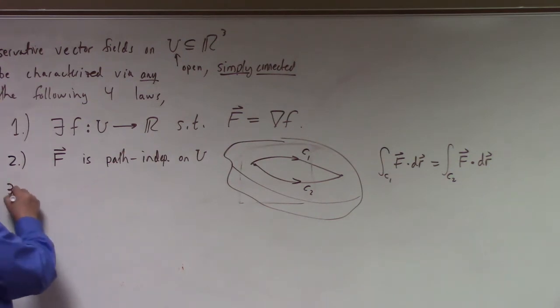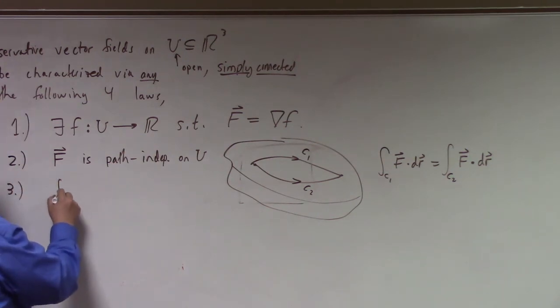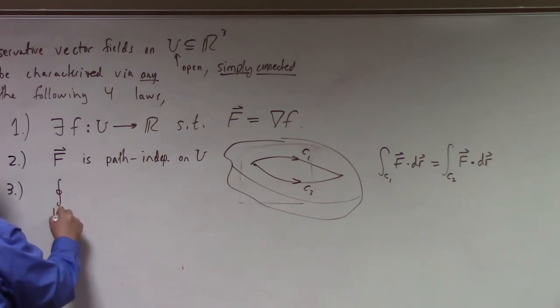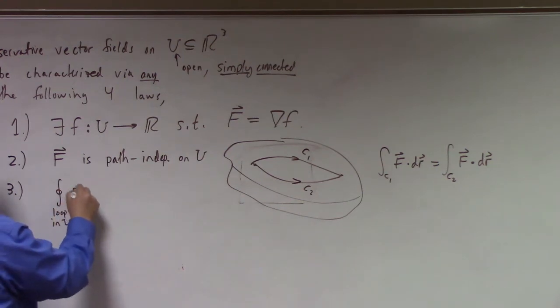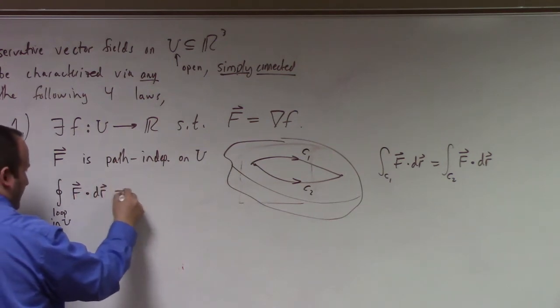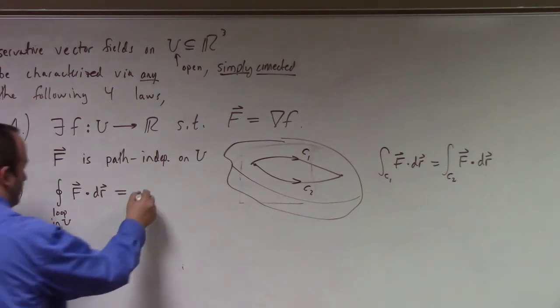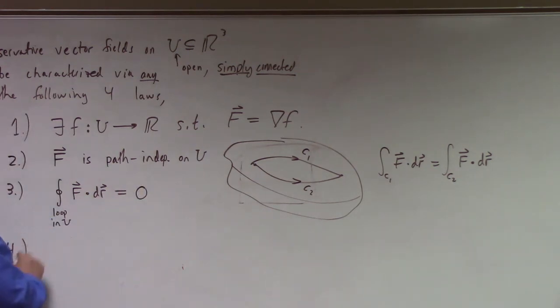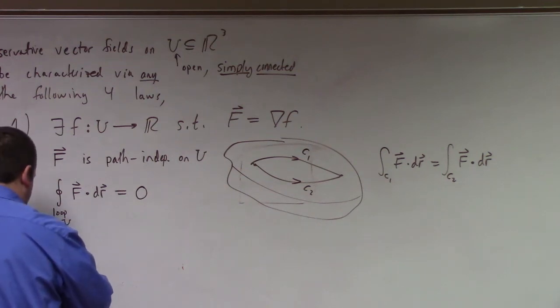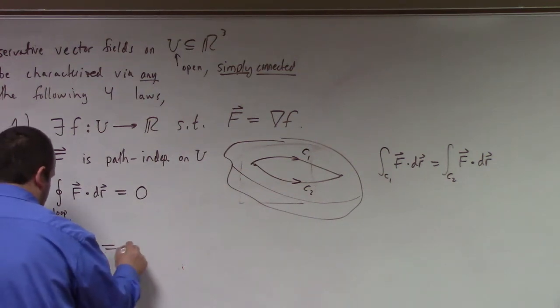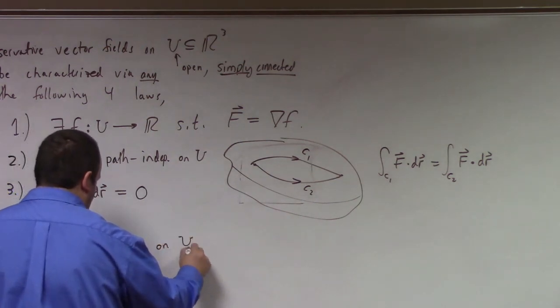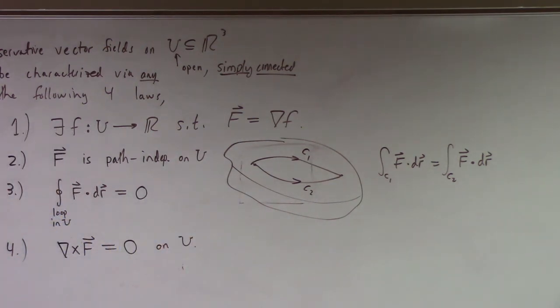3, that the closed integral around any loop in U of F works out to what? For a conservative vector field, the integral around the loop is 0, right? And then 4, a strangely technical result, which was that if the curl of F was equal to 0 on U, these are equivalent conditions. If you give me any of 1, 2, 3, or 4, I can get the other.